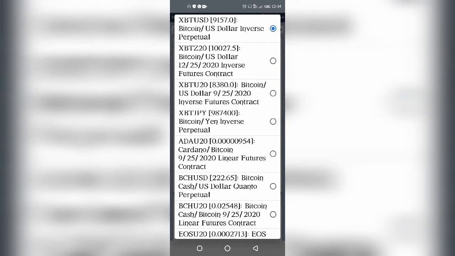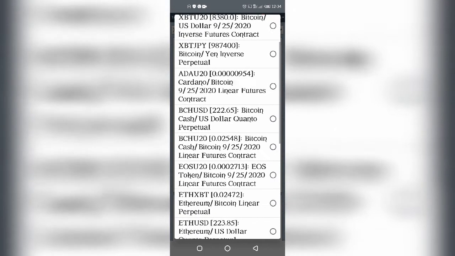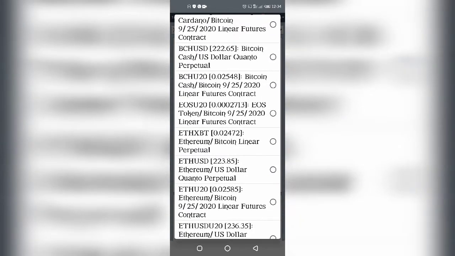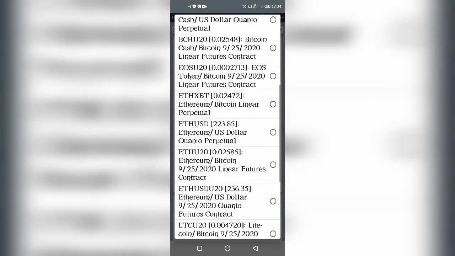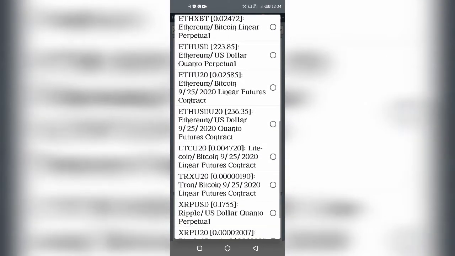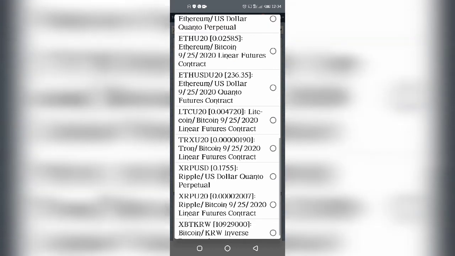We have other variations of Bitcoin, and on Bitmex, Bitcoin is known as XBT, not your normal BTC. Then we have Cardano, Bitcoin Cash and its own variation, EOS, Ethereum XBT, Ethereum USD, and that kind of Ethereum. Then we have LTC, that's Litecoin, Tron TRX, Ripple and its other variation, and then another variation of XBT.